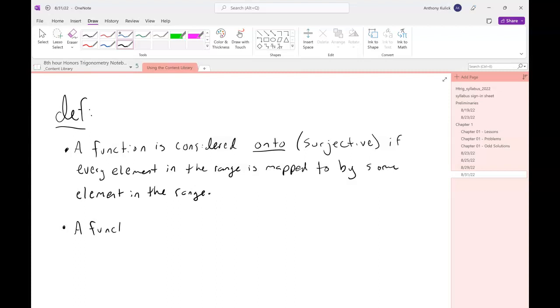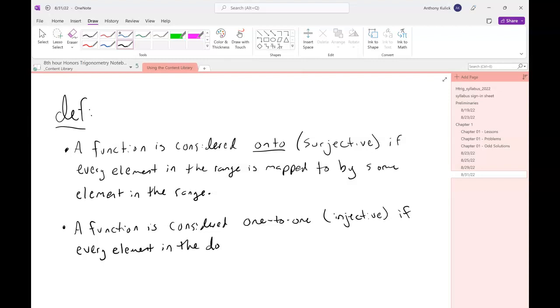All right. We say that a function is considered one-to-one, or the term that is sometimes used is injective, if every element in the domain maps uniquely to distinct elements in the range.